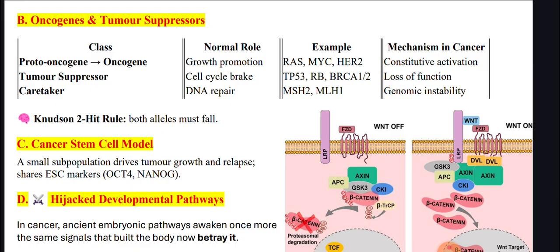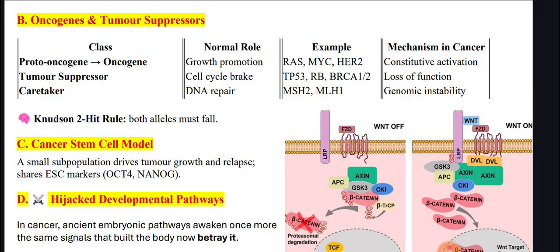Their normal job is to promote cell growth and division in a controlled manner. Think of them as the accelerator pedal. Examples include genes encoding growth factors, receptors like HER2, signaling proteins like RAS, and transcription factors like MYC. And in cancer, they become oncogenes. Exactly. Through mutations, often gain-of-function mutations, they become hyperactive or constitutively on. It's like the accelerator pedal gets stuck down.